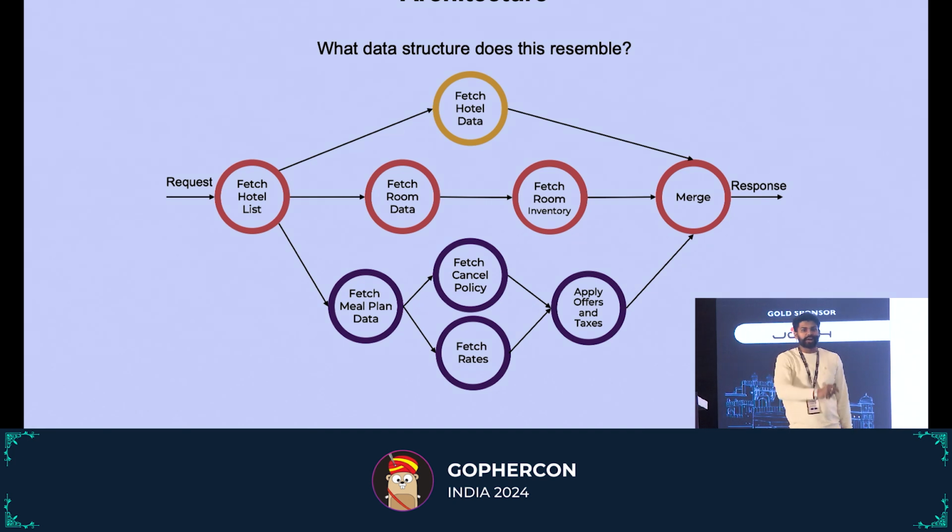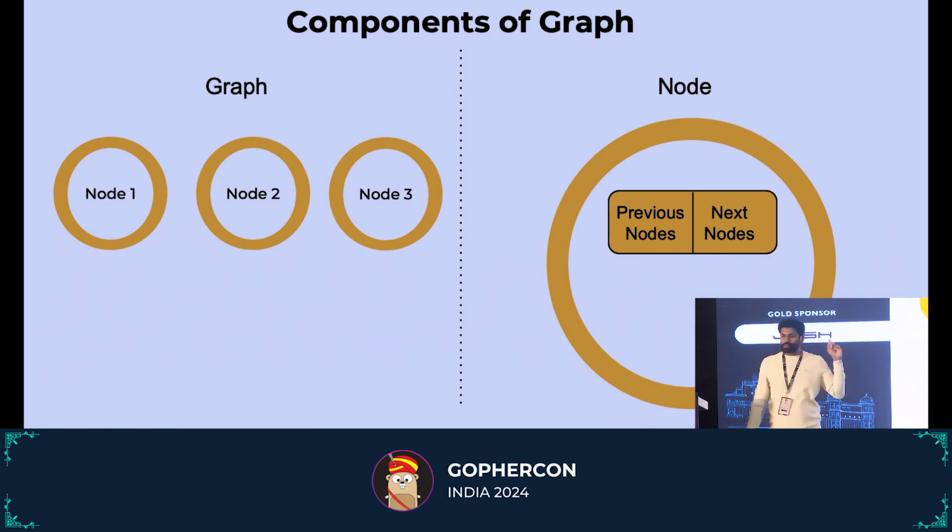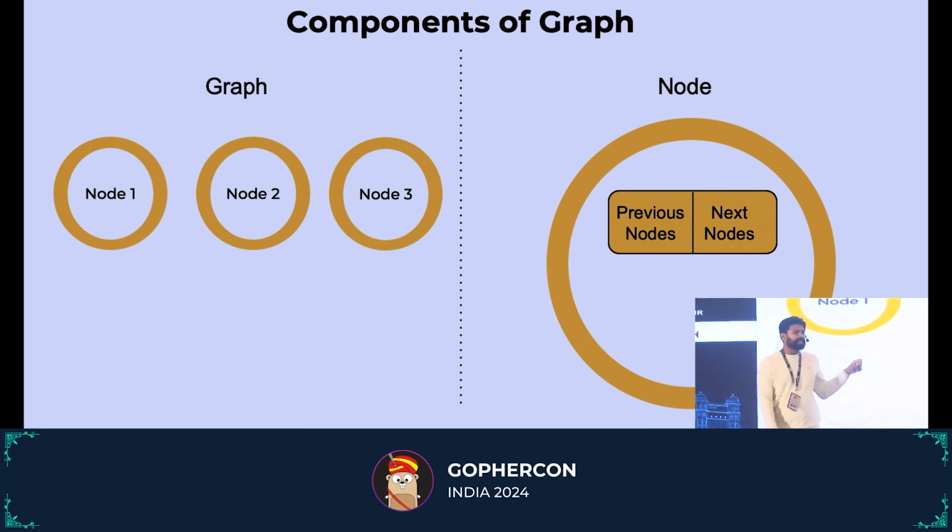Graph, yeah, correct. So this is similar to a graph. Now, what does a graph have? A graph has a list of nodes, and within a node, there are references to the next nodes and previous nodes. Now I know many people will ask, okay, graph has edges also, man. But for the sake of simplicity, let's think that a node just has the references to next nodes and previous nodes.